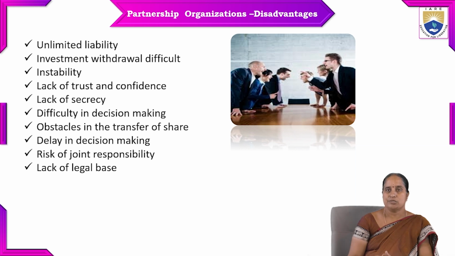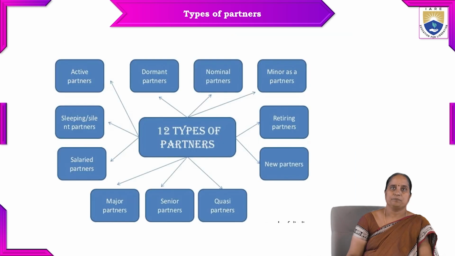So you have to consult each and every partner, so it takes some time. As a result, there will be delay in decision making and risk of joint responsibility. And so the partner will have more risk. As we know, his liability is unlimited in case of losses. Sometimes he has to include his personal property also in the business to recover those losses. So in that way, there will be high risk and lack of legal base. So even here also the legal formalities and government intervention is very less comparatively with joint stock companies.